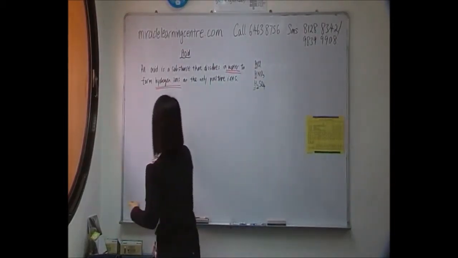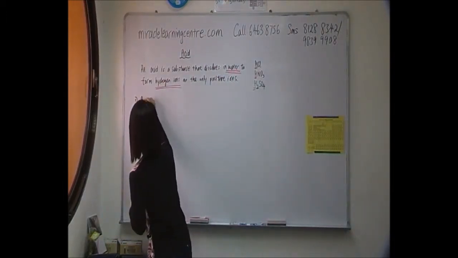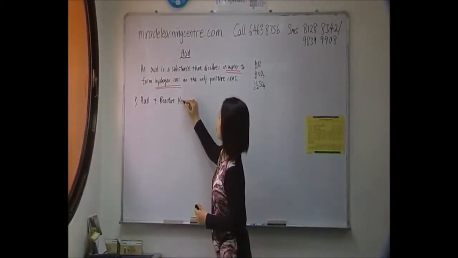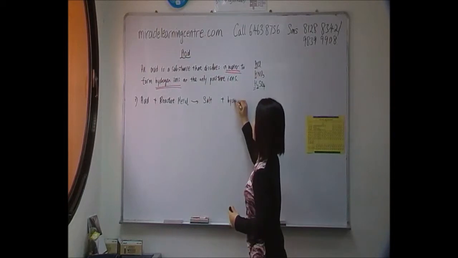The first reaction of acid is: acid can react with a reactive metal to form salt and hydrogen.